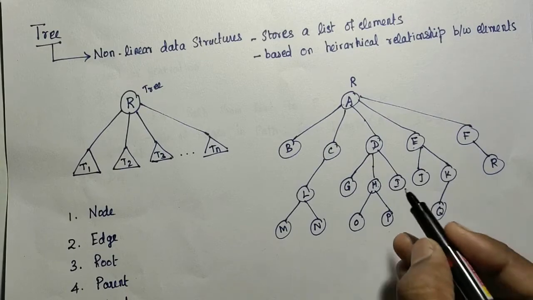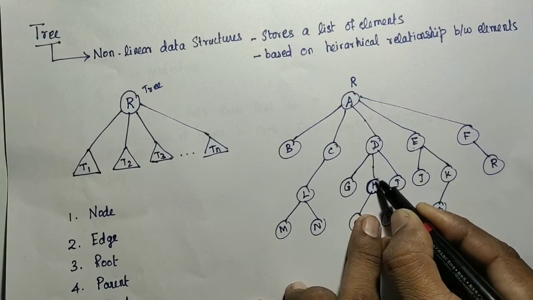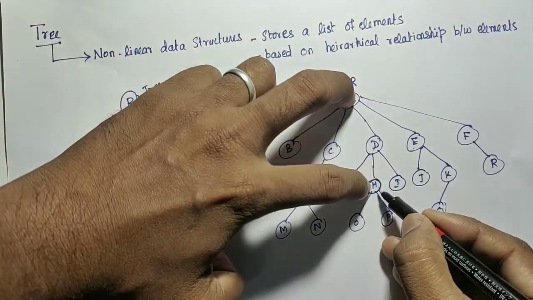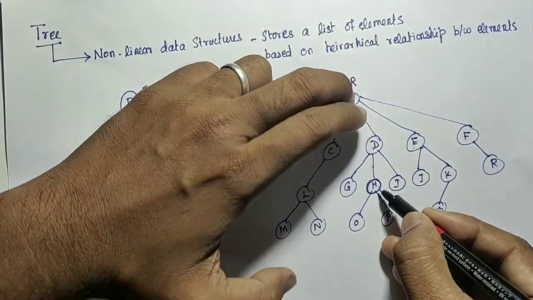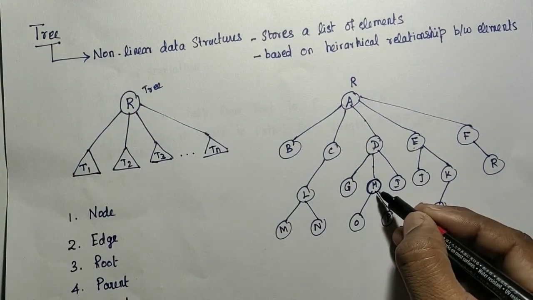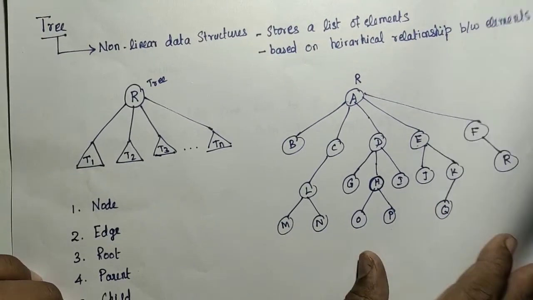For example, if I want to say the depth of the H, from the root to reach that H, how many edges? 1 and then 2. That's all. So the depth of the H is 2. So H is present at the depth of 2, like that we have to say.